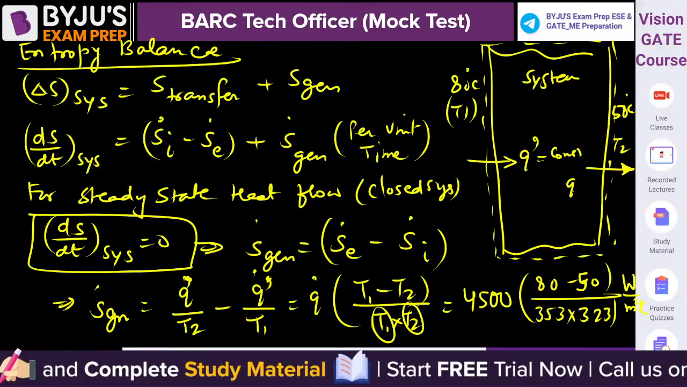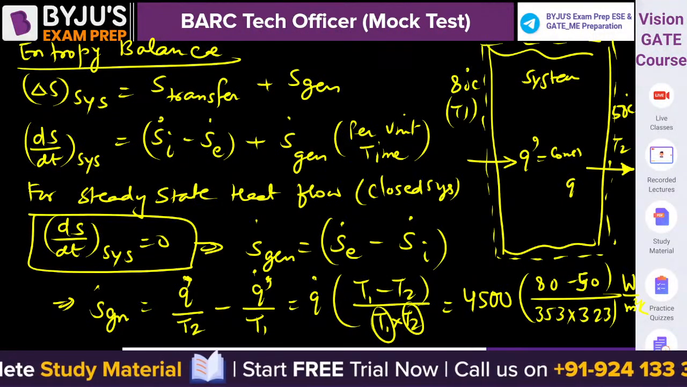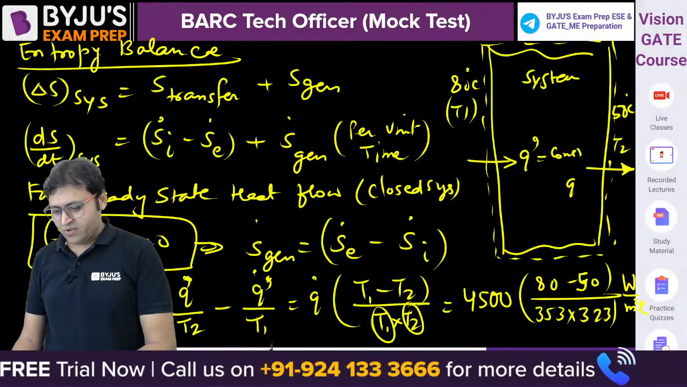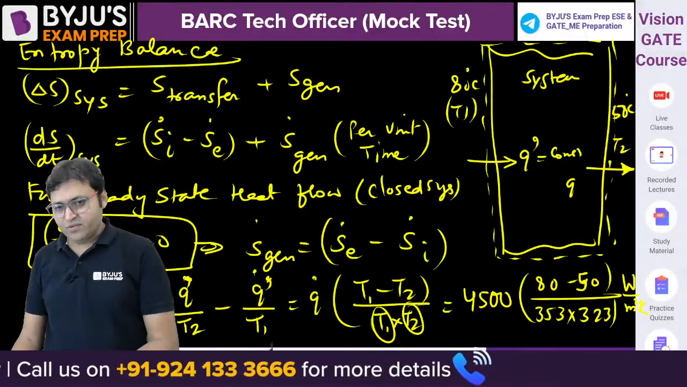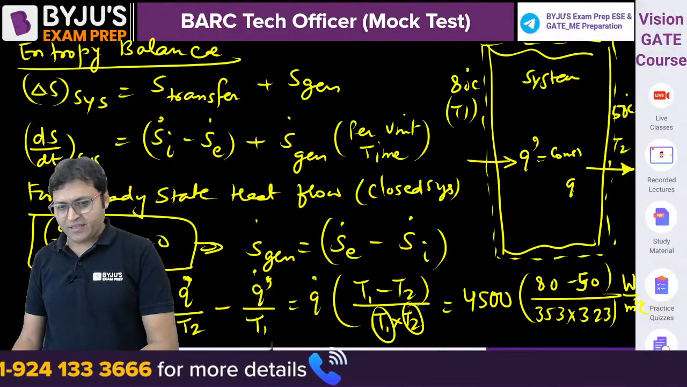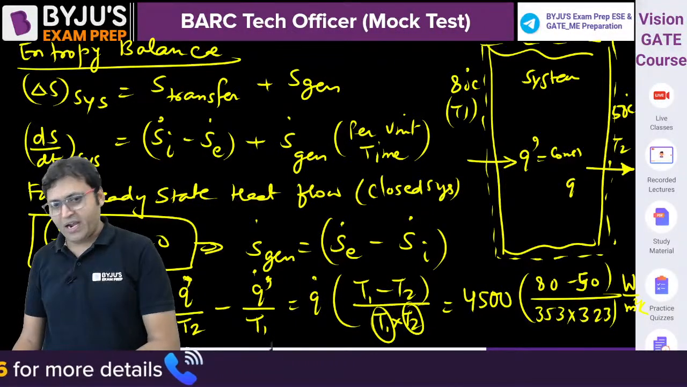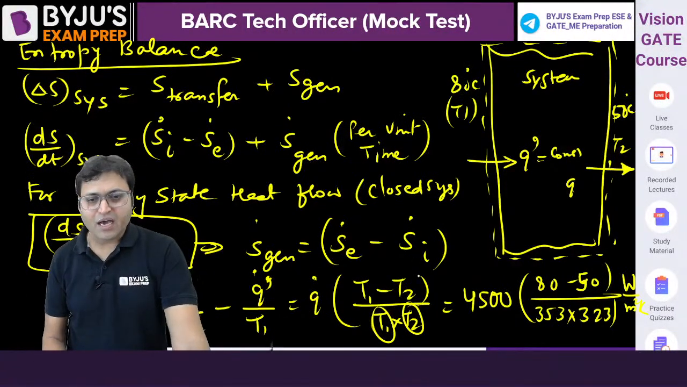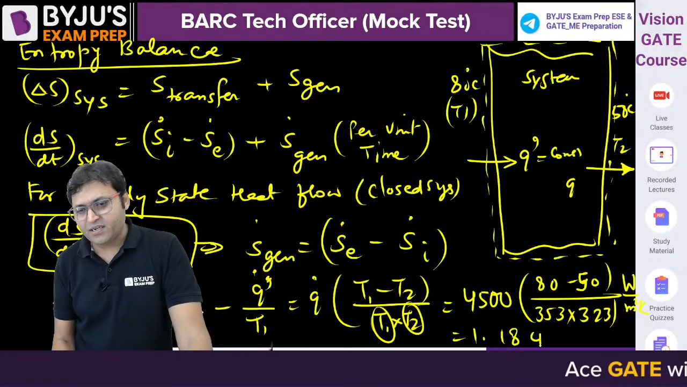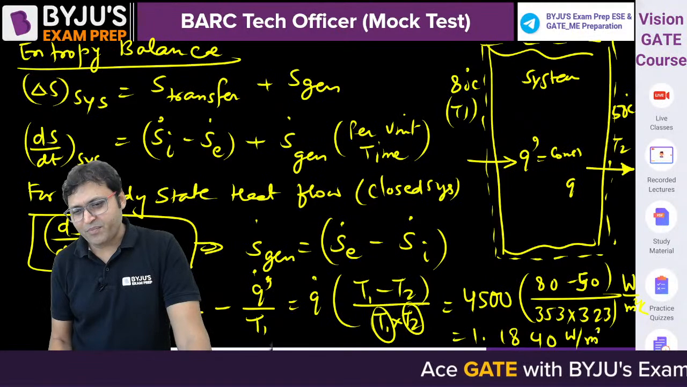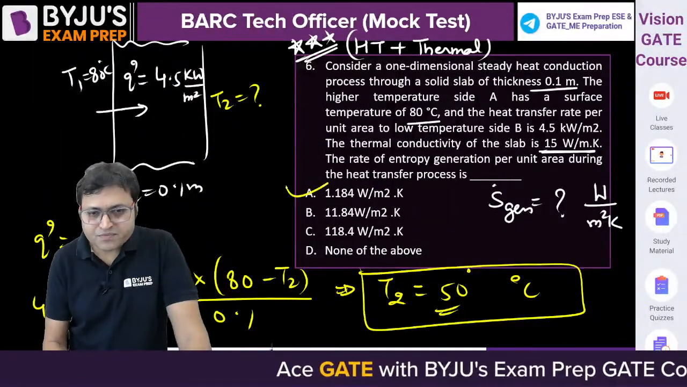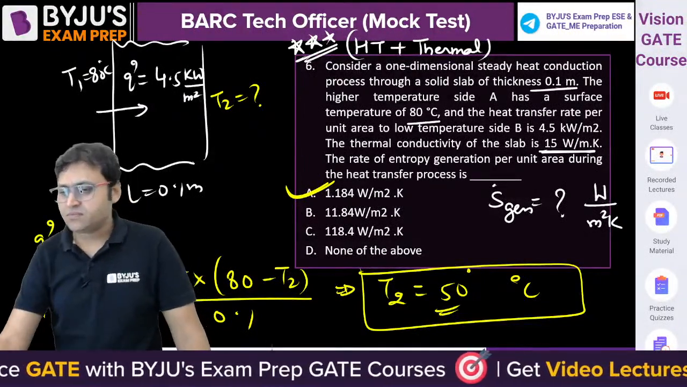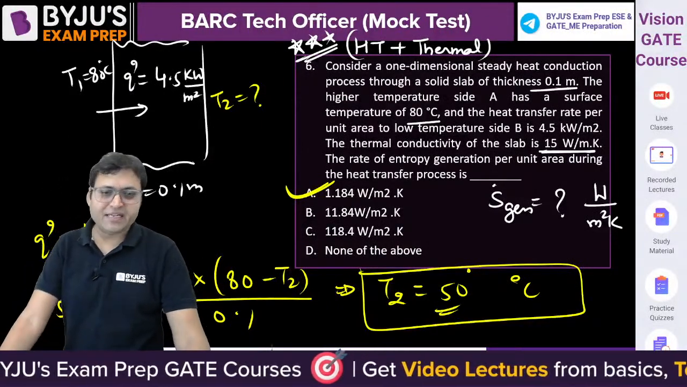Can you solve it? What will be the answer? Are you getting option A or not? Everyone, please give it a try and let me know. 4500 into 30 divided by 353 divided by 323. 1.1840. Are you getting 1.1840 watt per meter square Kelvin? Have you understood the question or not? Did you guys understand the question?